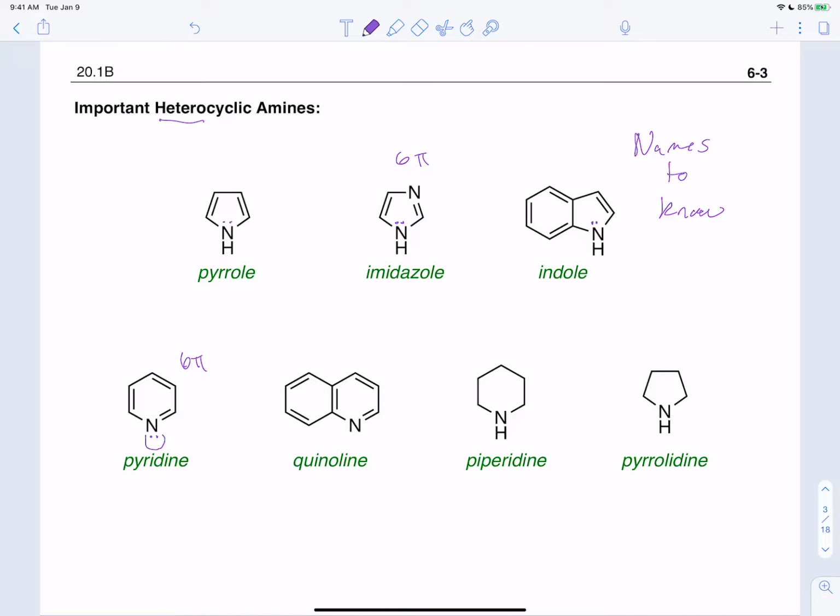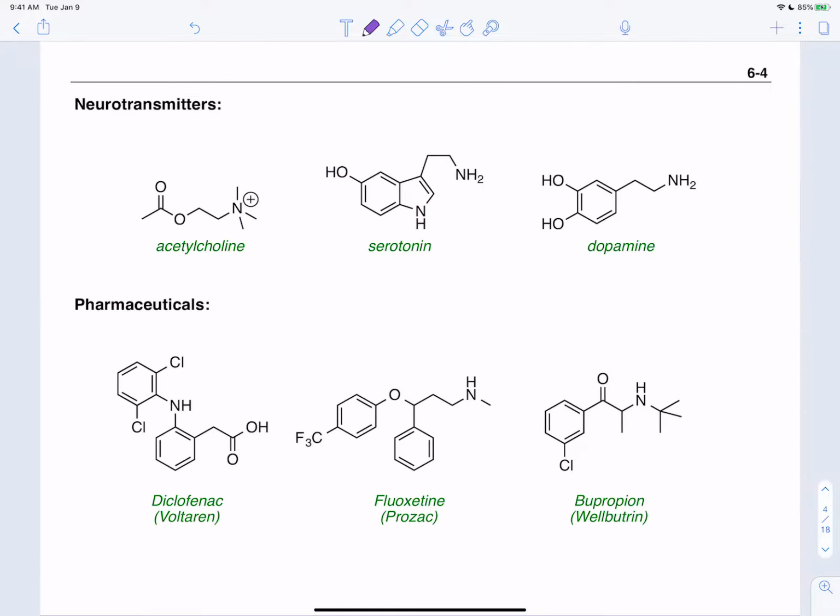And we also have quinoline, which just adds another benzene fusion to a pyridine ring. We add on another benzene ring, so we have two rings fused together. This is going to be a 10-pi aromatic system overall. Then we have 6-membered, fully saturated heterocycles like piperidine and pyrrolidine. And so these types of heterocycles make up a lot of important drug molecules and molecules that are found in the body. So things you may have heard of, things like serotonin, stuff that makes you happy.